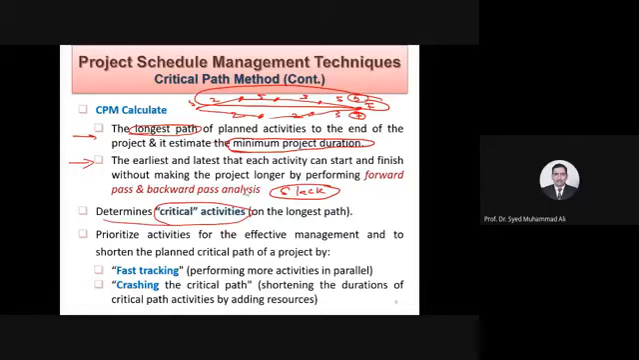Whereas the rest of the activities which are not in the critical path will have a slack, they will have flexibility, that if they are delayed by a certain number of days, there will be no issue of project delay.